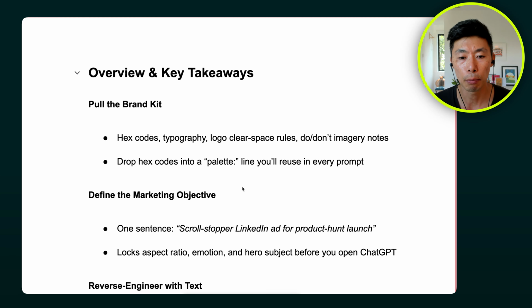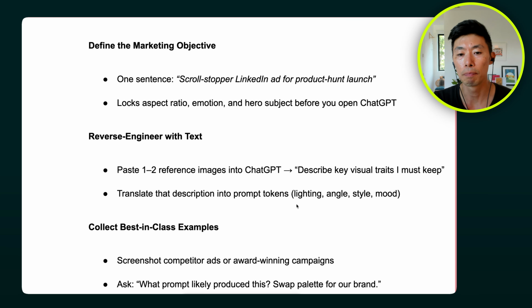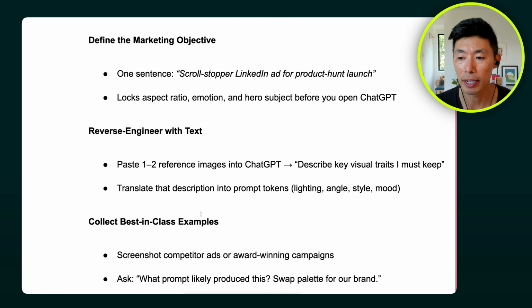When you're actually using the prompts, define the marketing objective. So remember, you want to have your overview of what the objective is, the asset, so the specifics of it, like the camera angle, the light, the color, and then you want to have the prompt itself. So ask ChatGPT to help with what that prompt would be, especially if you're uploading with an image. Get that image which is your inspiration, something that you like. Have ChatGPT tell you what that is in text. So ultimately, you are reverse engineering with text. So paste 1 or 2 images, reference images, and then describe key visuals, key traits I must keep.